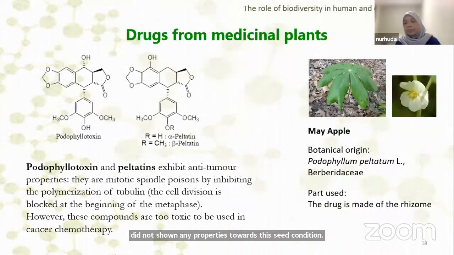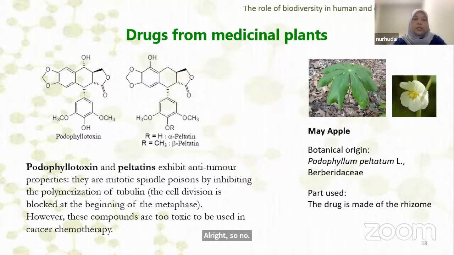All right, so now we go to the drugs from plants. These are drugs that were developed from the plant. We have this mayapple. The drug is from the rhizome. Rhizome is the horizontal root that connects from plant to plant or from the plant to the offshoot. So they use the rhizome to isolate podophyllotoxin.